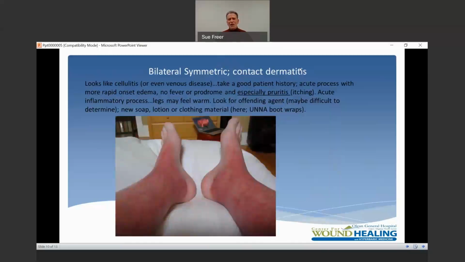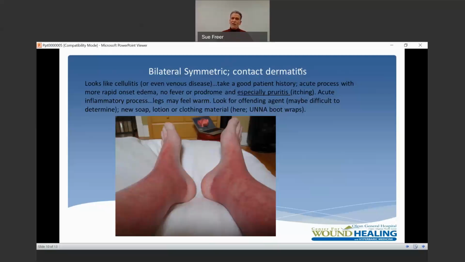I threw this slide in here because this particular patient kind of looks like our venous disease patient, but many physicians will mistake this for bilateral cellulitis. And remember, cellulitis is invariably a disease of one leg. This particular patient came into our center with underlying venous disease, and we put them in Uniboots. And unfortunately, they had a contact allergic reaction to the Uniboots. And what we're looking at here really is contact dermatitis.